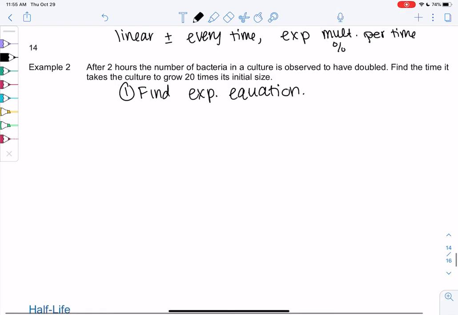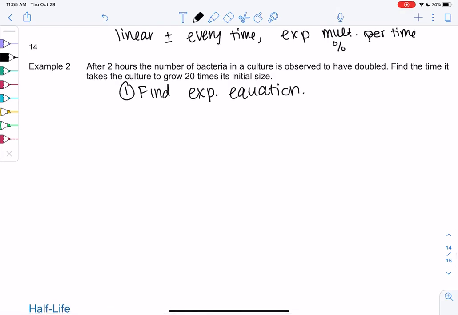So I'm going to set up a table. We don't know the growth rate on this one. So what does this tell us? So we're going to do time and amount. So I'm going to have some starting amount. I'll call it A for amount. It doesn't matter. But I know 2 hours later, it doubles. So at time 2, we have 2A. So even though I don't know what A is, we can solve this.